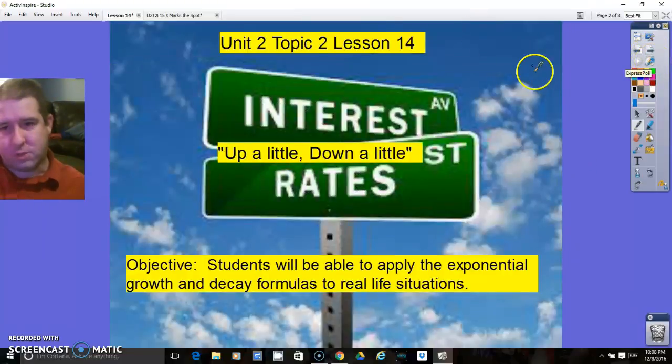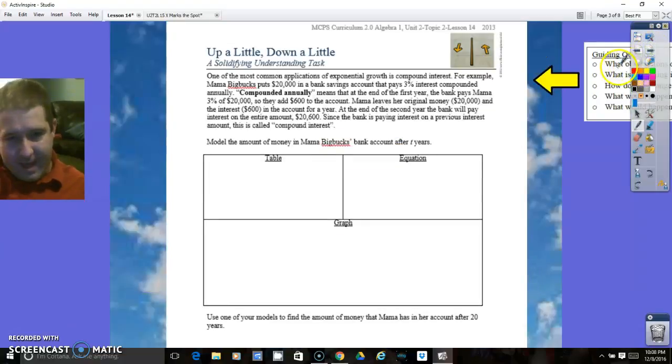All right, so once again, I'm going to get into the lesson. The lesson is about exponential growth versus decay. So we've got two real-world problems here. So this one's about Mama Big Bucks putting $20,000. Ooh, that's a lot of money. I guess that's why they call her Big Bucks. So she puts that money into a bank savings account, and she's getting paid 3% interest. I'm going to jump straight to the equation.